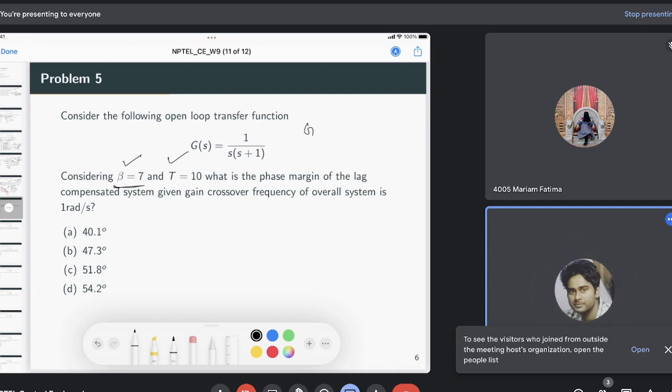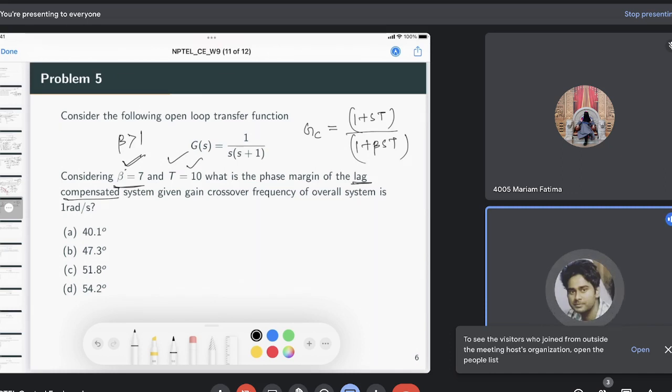So this compensator, without the gain, I am writing, the compensator transfer function will be (1 + beta times sT) over (1 + sT). This is the compensator transfer function, and we are given the beta and T values. So what will be the phase margin of the compensated system? Here we have a lag compensator, because beta is greater than 1.